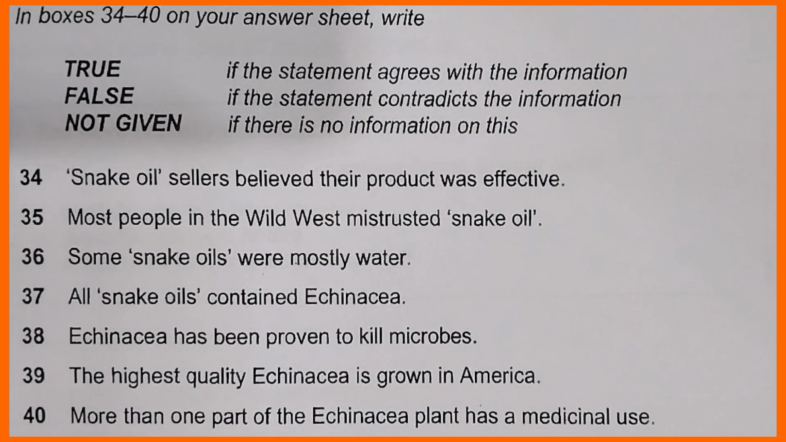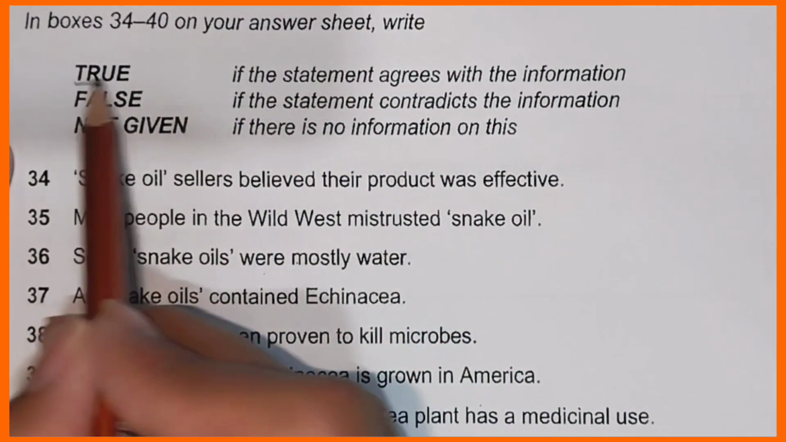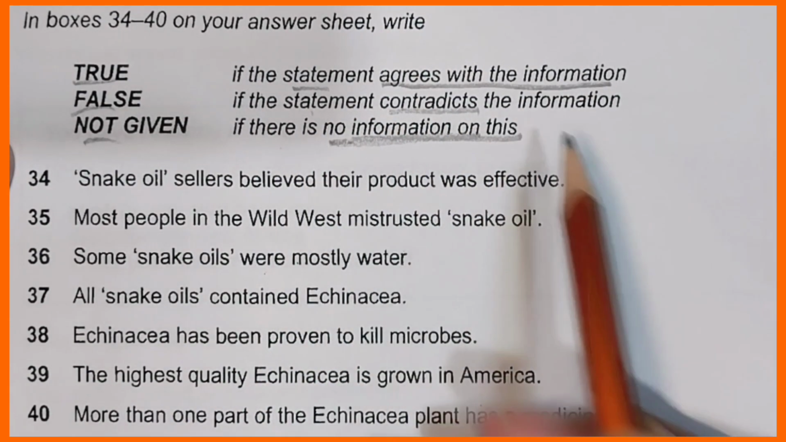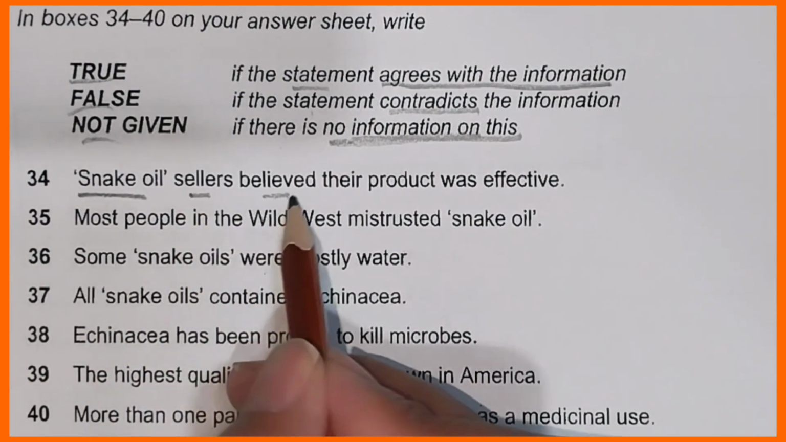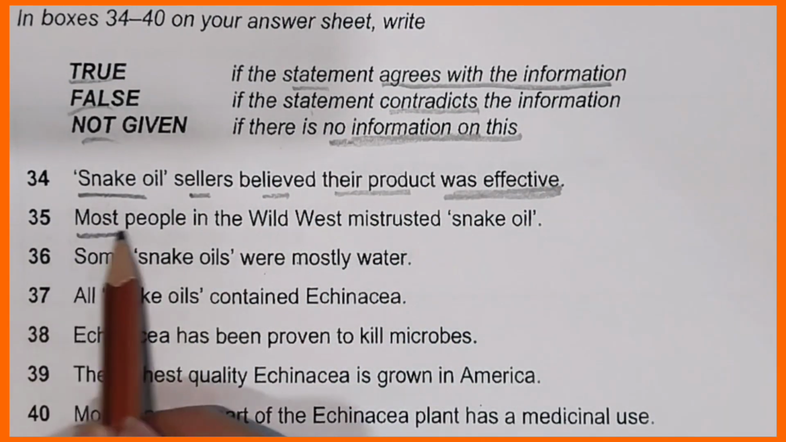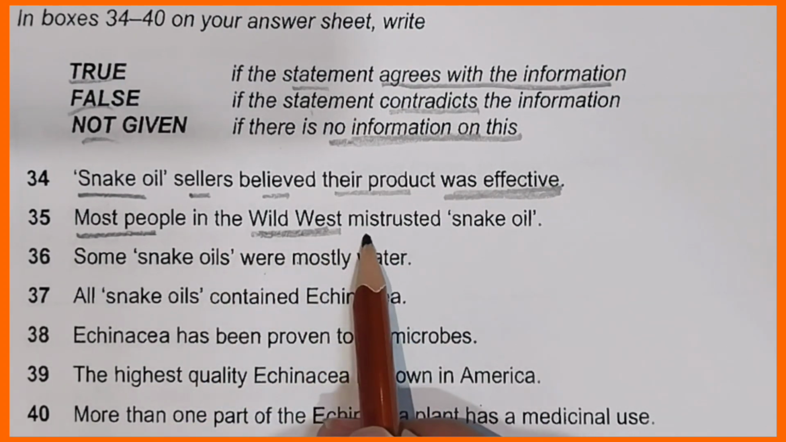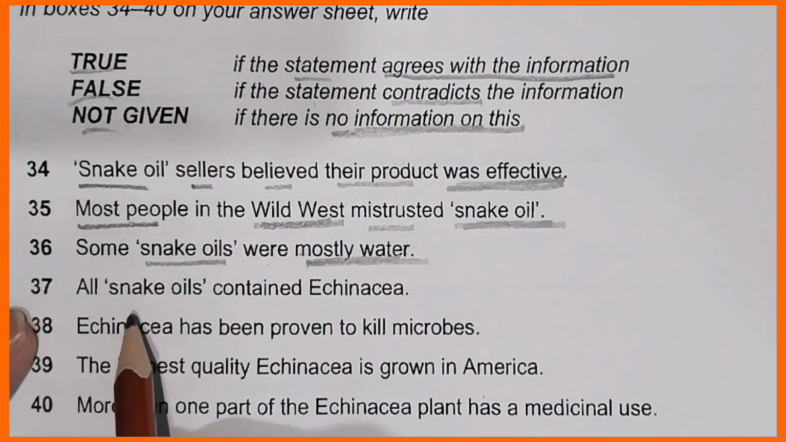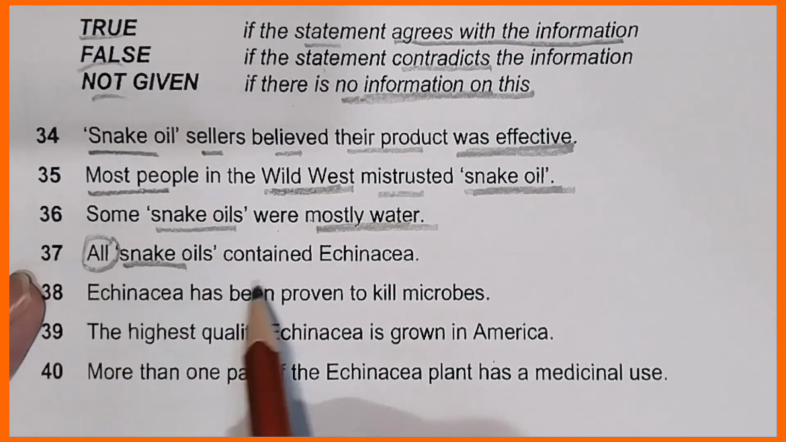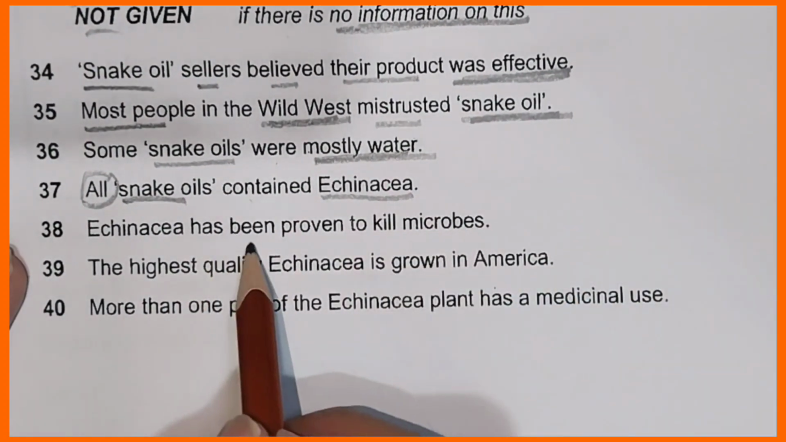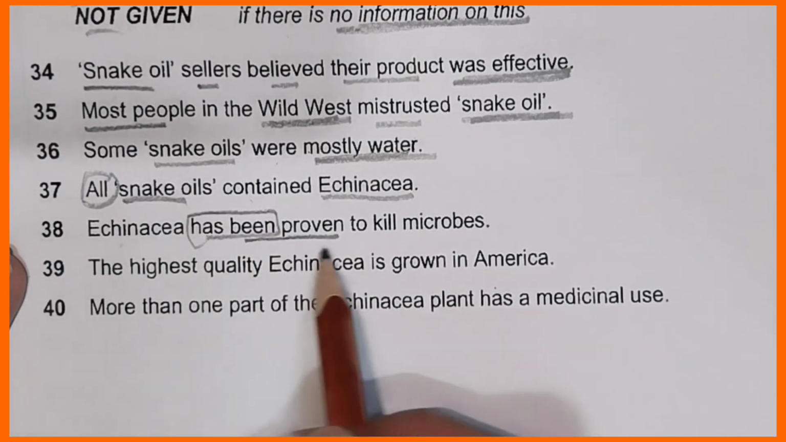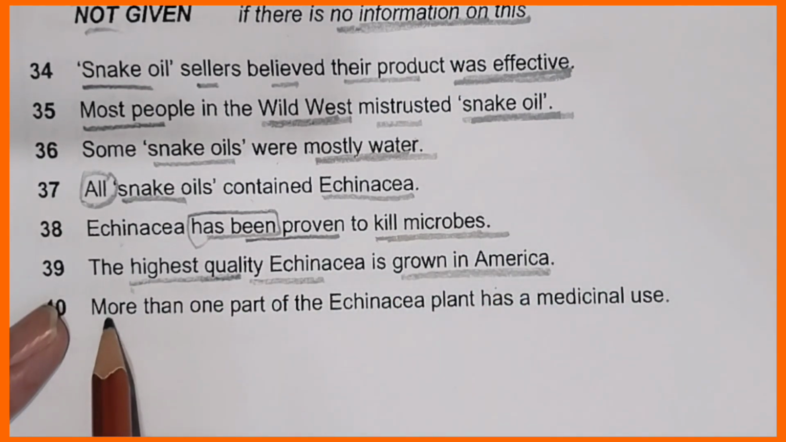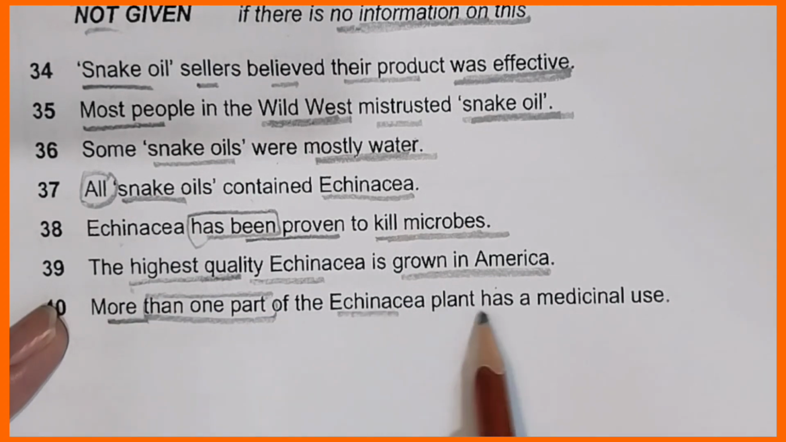So after doing the list of headings, now we are supposed to go for the most difficult part of the question: true, false, not given. True if the statement agrees with the information, false if the statement contradicts, and not given if there is no information on this. So snake oil sellers believed their product was effective. Most people in the Wild West mistrusted snake oil. Some snake oils were mostly water. All snake oils contained echinacea. Echinacea has been proven to kill microbes. The highest quality echinacea is grown in America. More than one part of the echinacea plant has a medical use.